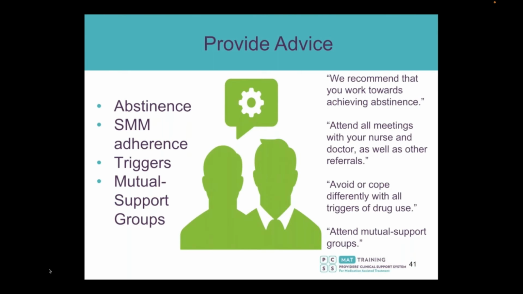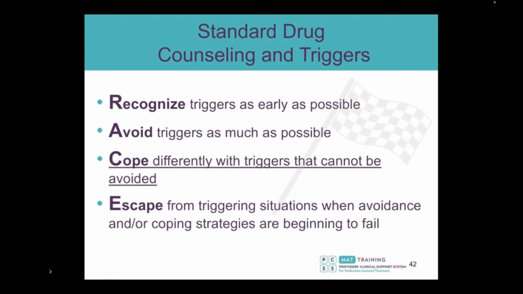We also want to advise them to either avoid or cope very differently with triggers of drug use, the things that typically precipitate their drug use, and to attend mutual support groups. Those are the things we're going to advise. And in terms of the standard drug counseling advice that we talked about earlier, we want to basically advise them around things called triggers. A trigger is just the common language, so it's hard to think of another word there, but basically it's the antecedent, the thing that happens before someone uses. Anything and everything that happens before someone uses is a potential trigger.